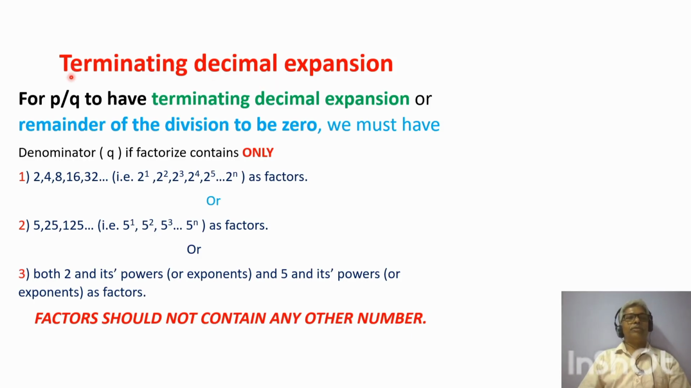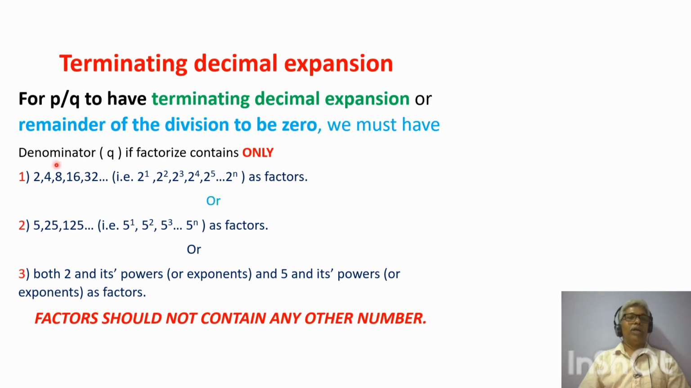So we see here the terminating decimal expansion. What does that mean? For P upon Q to have a terminating decimal expansion, the remainder of the division must be 0. That means if the division is carried out, the remainder is 0, so the quotient will be terminating. That we call a terminating decimal expansion. Okay, what are the conditions?